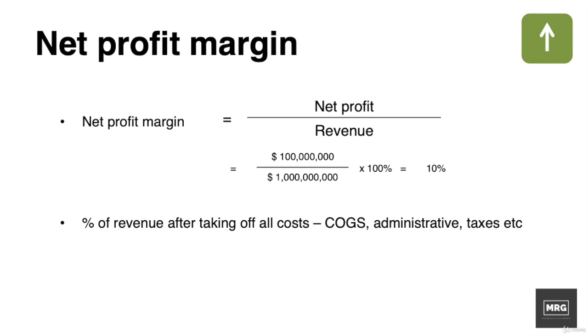This percentage is the percentage of revenue after taking off all costs. COGS stands for cost of goods sold, so it's a direct cost to produce and sell the goods. You take off costs like administrative costs, taxes, interest, salaries, rent, any cost that you can think of, and you will come to the final net profit. So if you are a business owner, net profit margin refers to how much money, or the percentage of sales, that you can put in your own pocket.